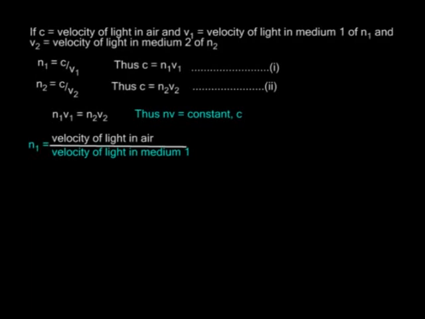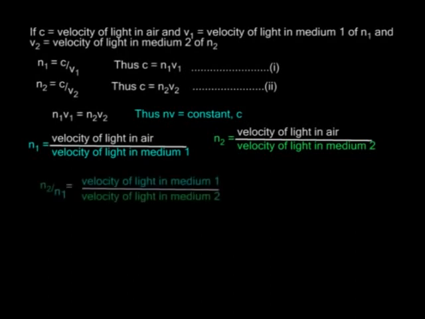Now, n1 is equal to velocity of light in air over the velocity of light in medium 1. n2, on the other hand, is equal to velocity of light in air over the velocity of light in medium 2. n2 over n1 is equal to the velocity of light in medium 1 over the velocity of light in medium 2, equal to v1 over v2, equal to n1 to 2.